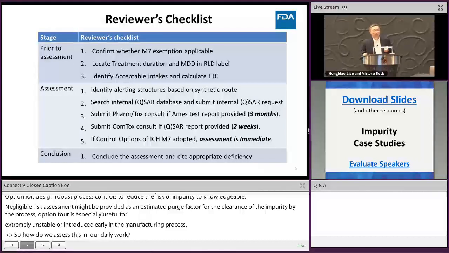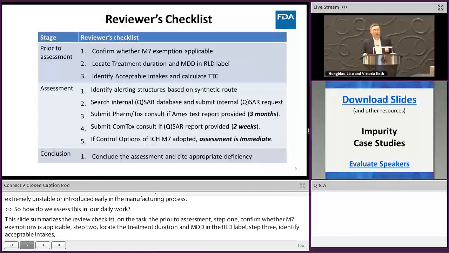During assessment, identify alerting structure based on synthetic route. Step 2, search internal QSAR database and submit internal QSAR requests if needed. Step 3, submit Pharmacology consult. If any test results have been provided in the submission, the internal turnaround time is about 3 months.